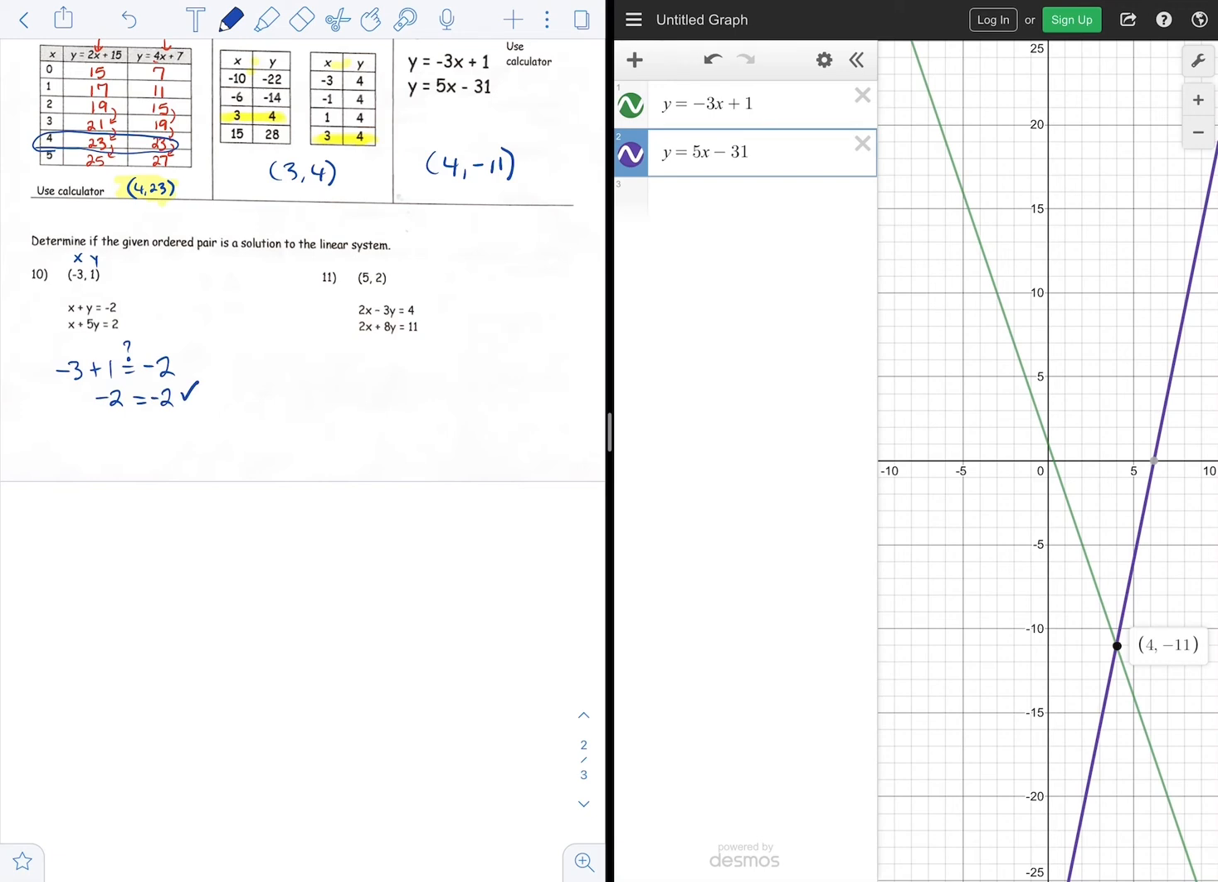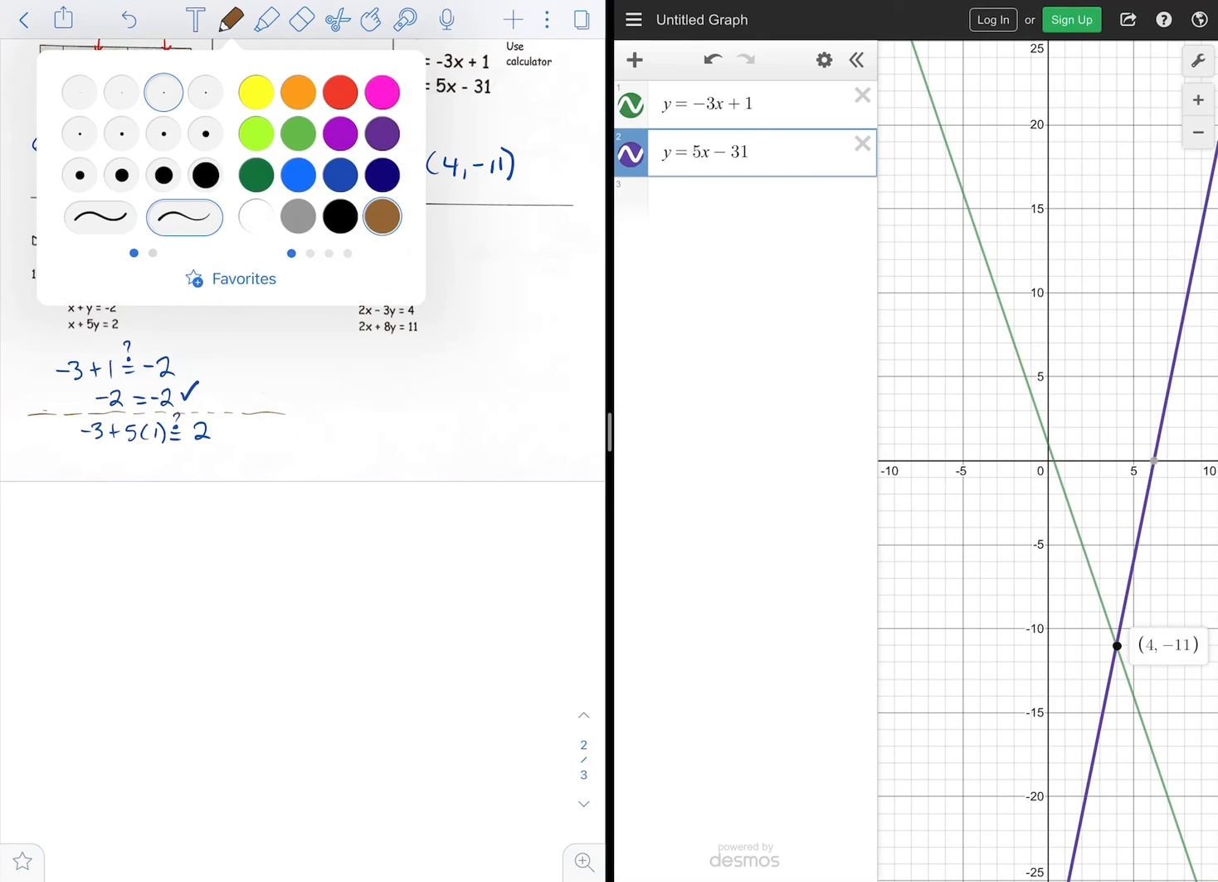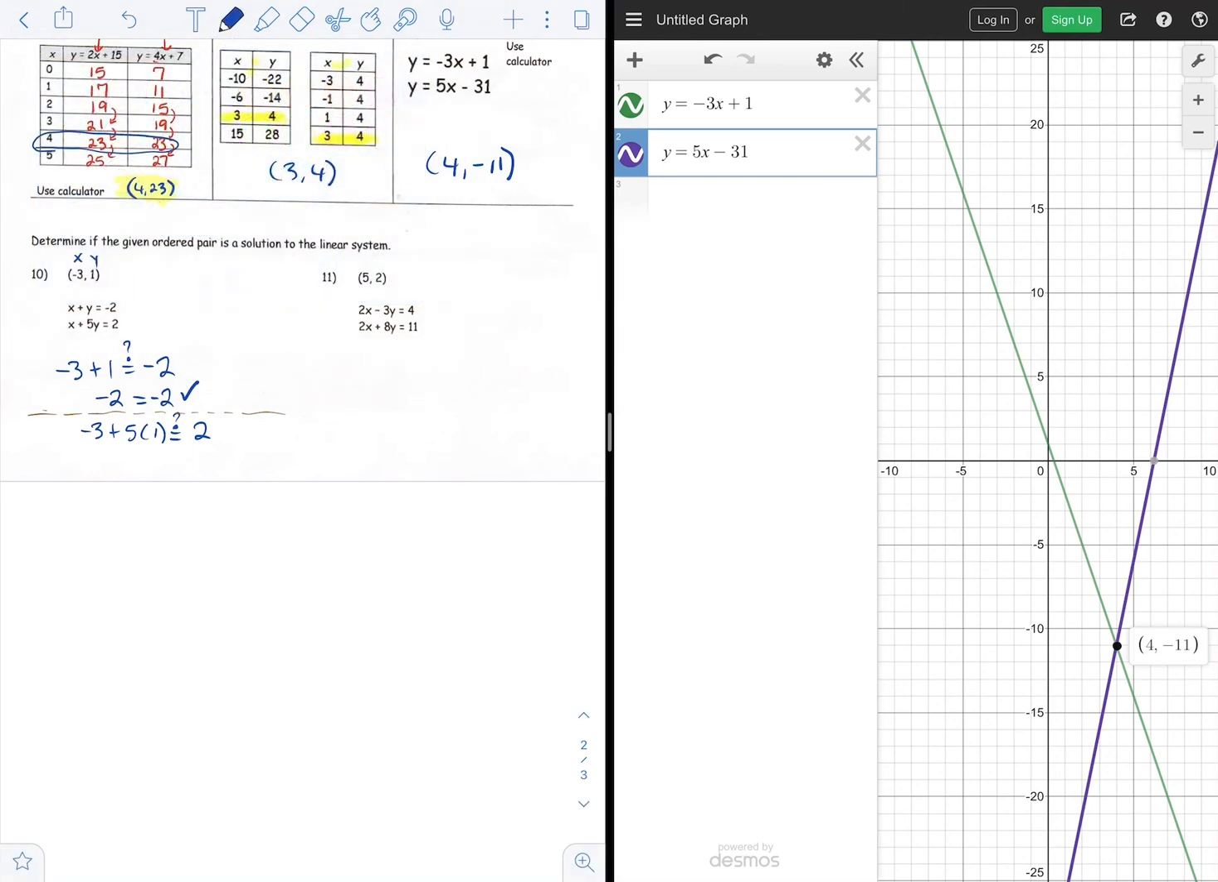Now, let's go to the next one. All right, we have x, so that's going to be -3 plus 5 times 1 equals 2. Is this a true statement? Well, -3 plus 5, is that 2? Yes, it is. So it's a true statement. Therefore, -3, 1 is the solution to this system. It is the solution to the system.